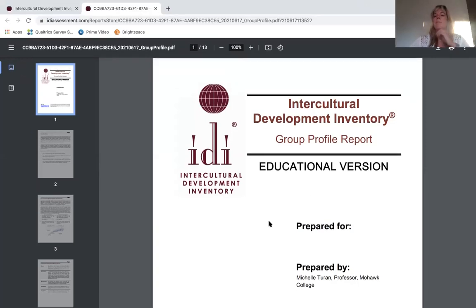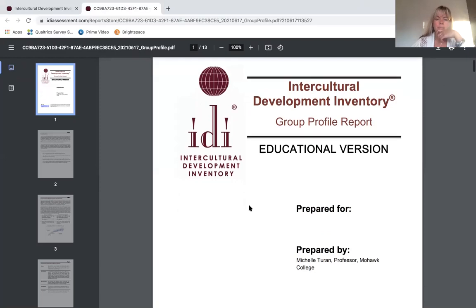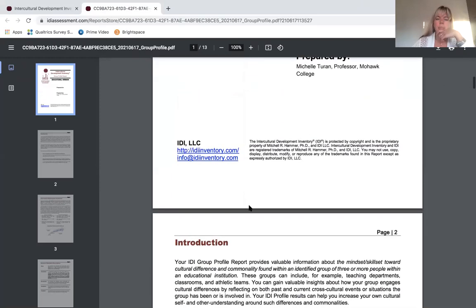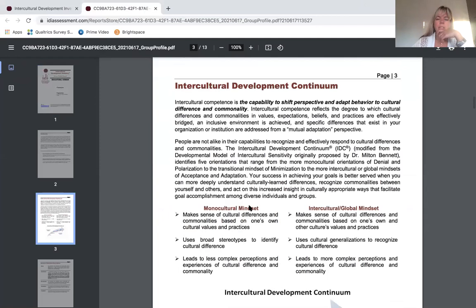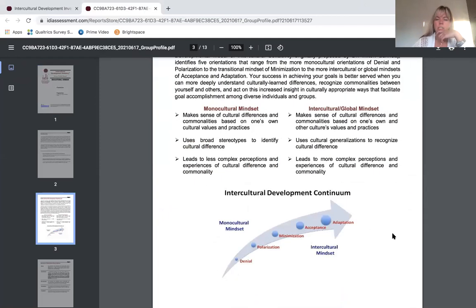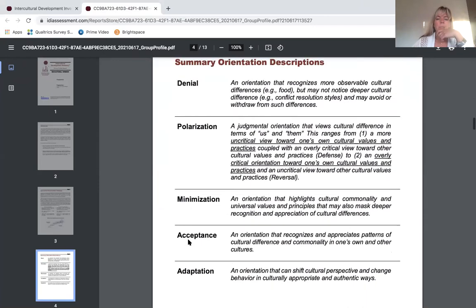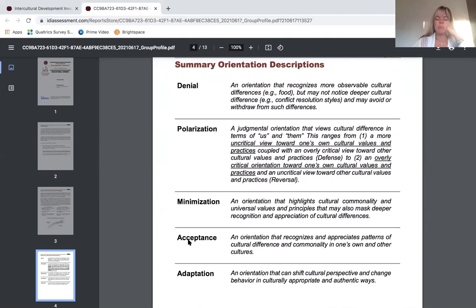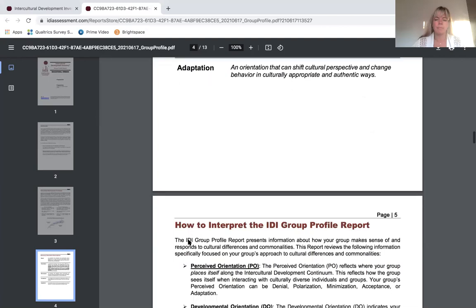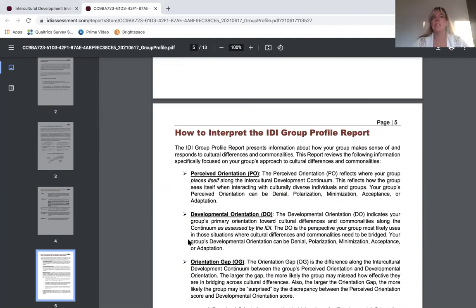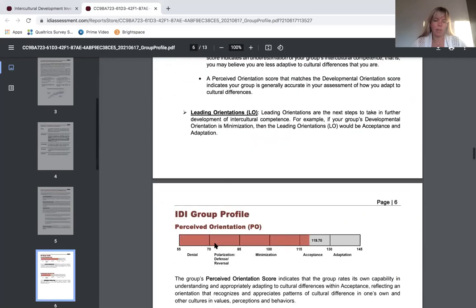So let's take a look at what you will get when you get a group report. It'll look very similar if you request your individual report from me. So it gives you a little bit of background at the start. It's a reminder of the continuum as you see it, from denial to adaptation. And here's an overall description of those different orientations that you can use to remind yourself. There are some different areas in the group profile that I'm going to show you to help you understand the differences and the things that we report on.